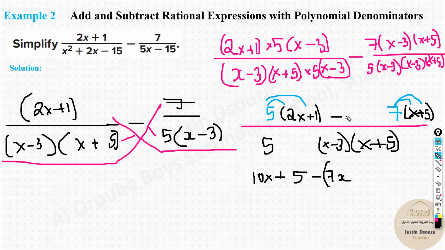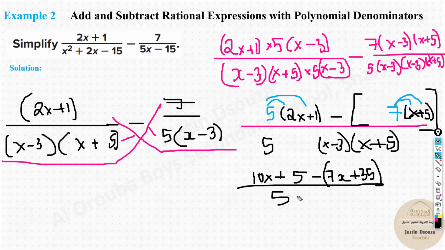Now I'll put a bracket. Why? Because this minus is for the entire thing over here. Okay, 7x plus 7 times 5 is 35. Now divided by the denominator, 5 into x minus 3, x plus 5. Now over here it's a minus sign. What I'll do is I'll just multiply the minus sign. When you multiply positive 7x with minus, it'll become minus 7x, and this plus 35 with minus will be minus 35. So what happens? It'll become minus 7x minus 35. And now 10x minus 7x can be simplified, isn't it?